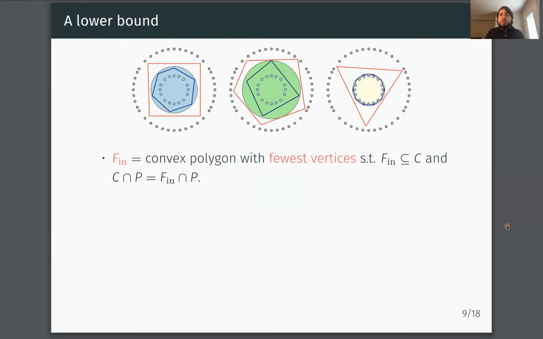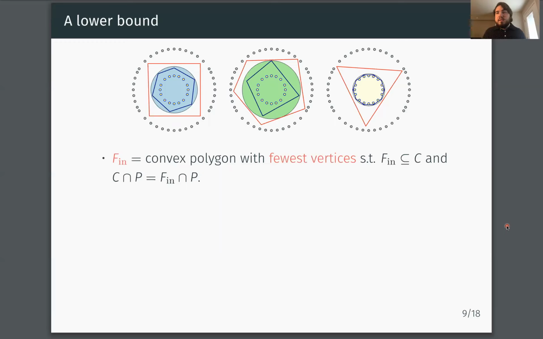Now, before talking about some of the results we have in this paper, I want to talk about the first thing, which is a lower bound we have on this problem. What I'm going to present is a lower bound on the number of queries that any algorithm has to make in order to classify all input points correctly. So the lower bound is as follows.